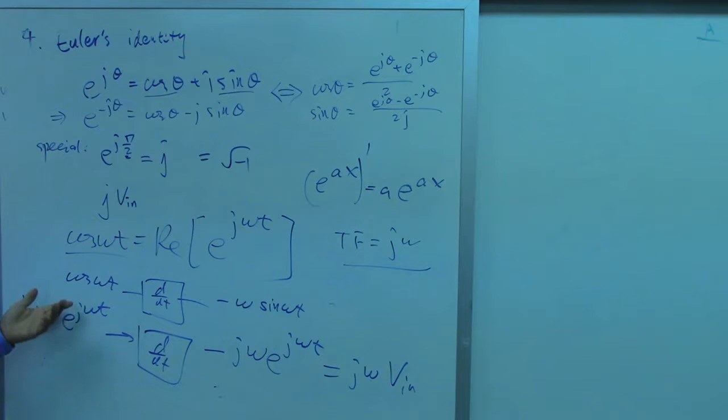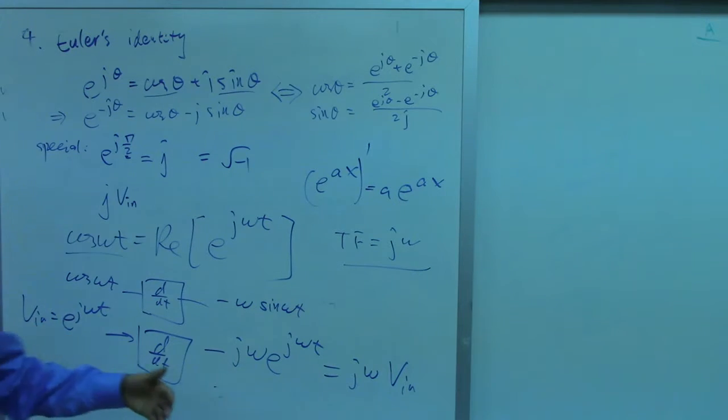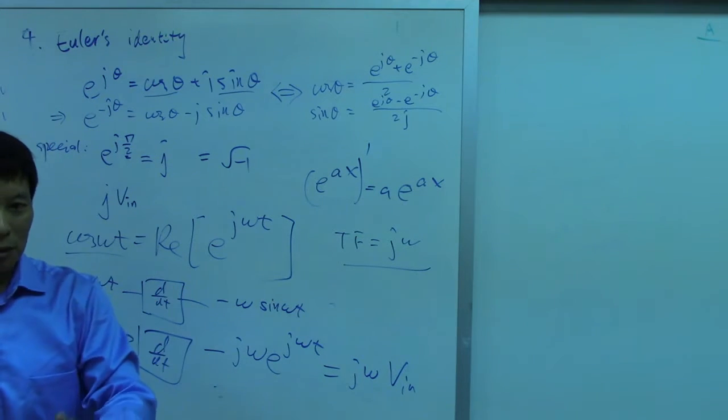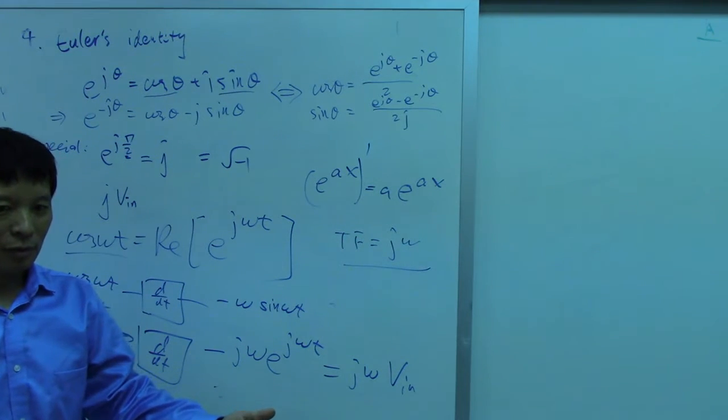So it's much easier to use the exponential instead of the cosine or sine function. This one is not that straightforward. This one is. You said the transfer function is what? The transfer function is defined by the output divided by the input. Okay?